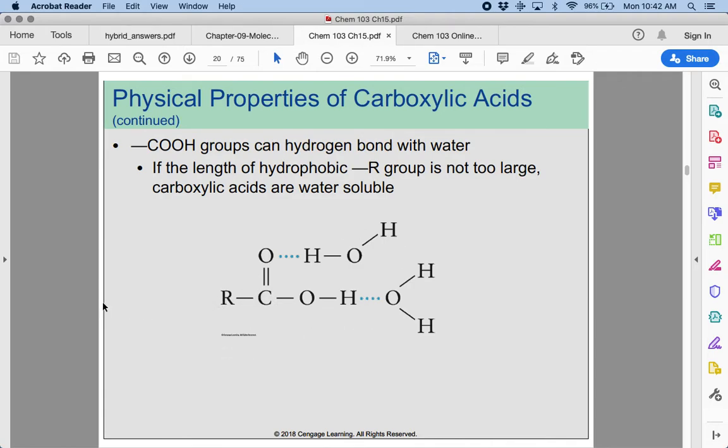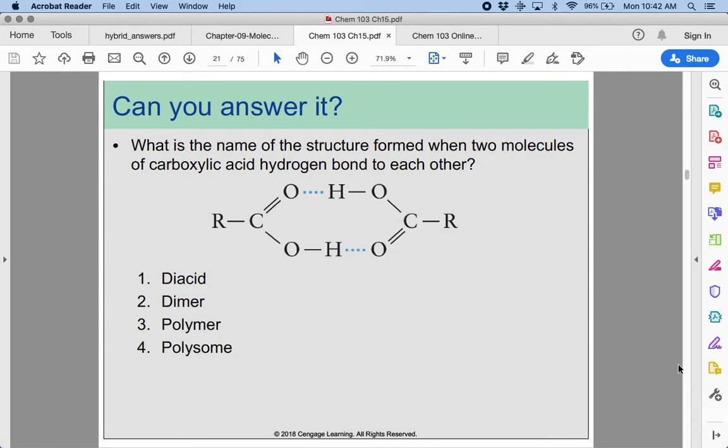As the R group gets bigger, if this was CH2 and there were 15 of those and then a CH3, now the nonpolar hydrophobicity of the R group is going to win out over this solubility with the water and make the overall compound not soluble. So go ahead and answer this question.